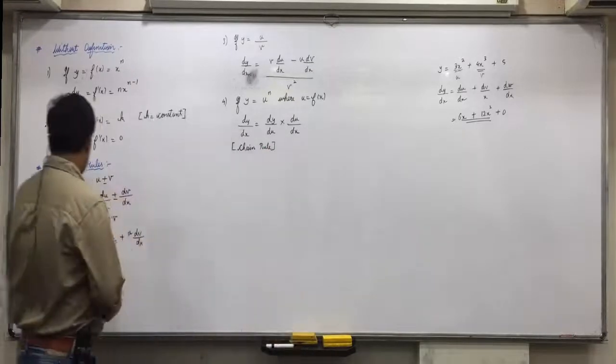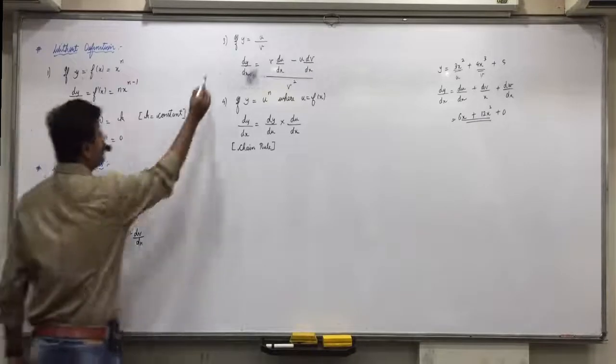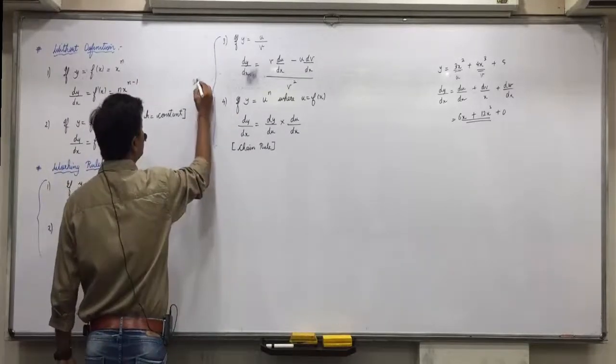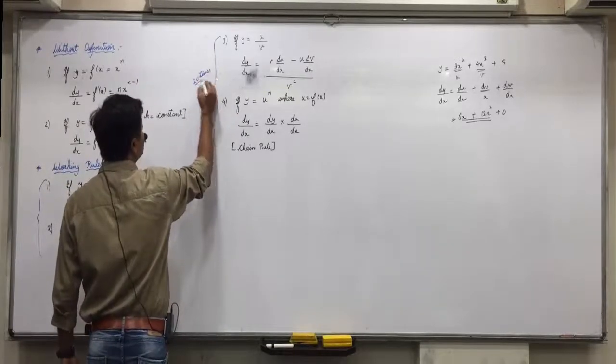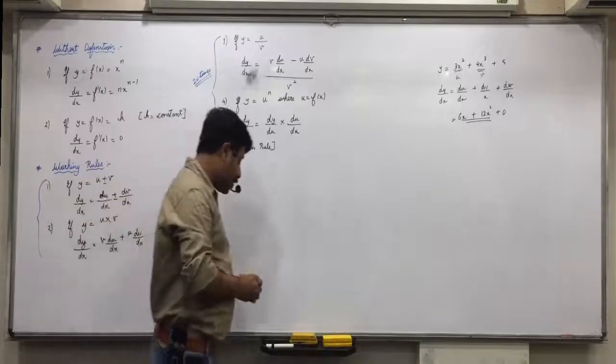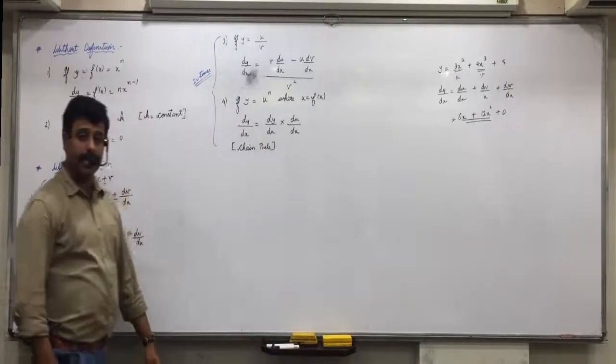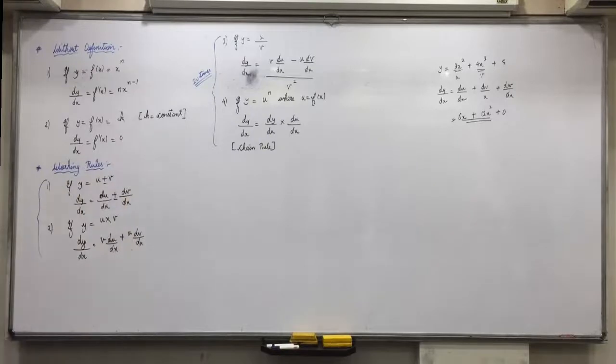So these 4 rules you have to write 20 times, so that when we solve the questions, confusion doesn't arise. Based on that, we'll take up the questions tomorrow. But they are very simple rules. Once you solve them, you will realize that.